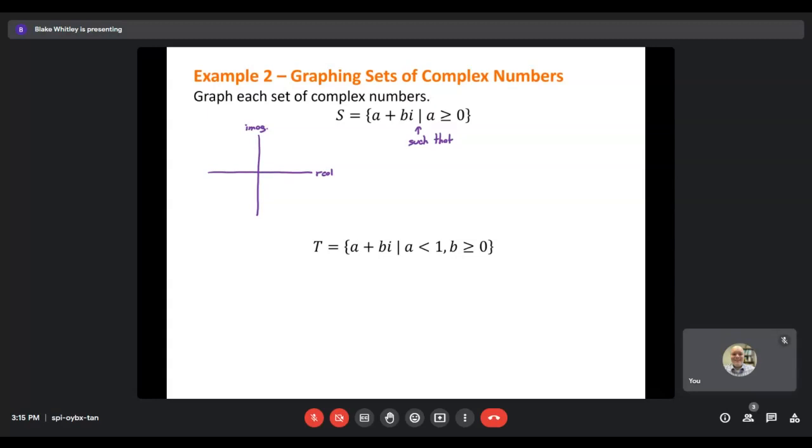Okay, so that means the real part has to be greater than or equal to 0, meaning we have a positive real part. The imaginary part, though, could be anything, and so that ends up being everything to the right of that vertical axis. Okay, so we're looking at shading everything over here now, because we're saying that the real part has to be positive, but the imaginary part could be anything.